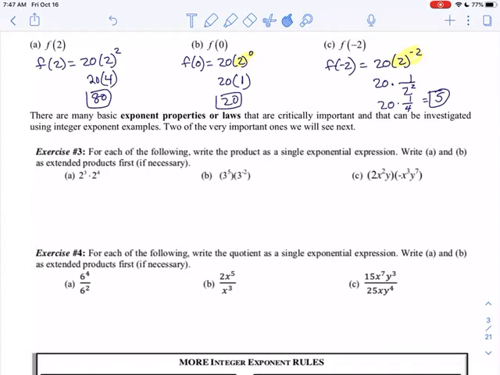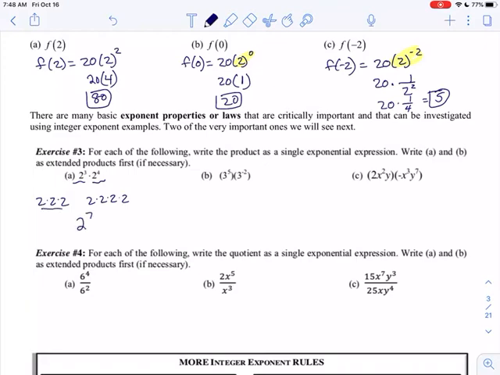Okay? So there are lots of exponent properties or laws that are important, and we'll look at them through some examples that we have here. So exercise 3, they said we can write the product as a single exponential expression. If we want, write A and B as extended products first if we need to. So just to show you, 2 to the third really means 2 times 2 times 2.